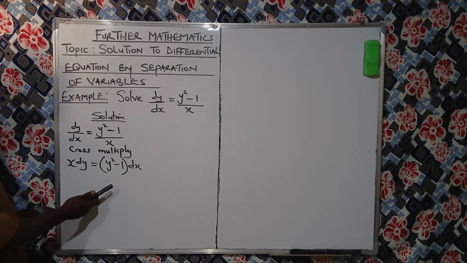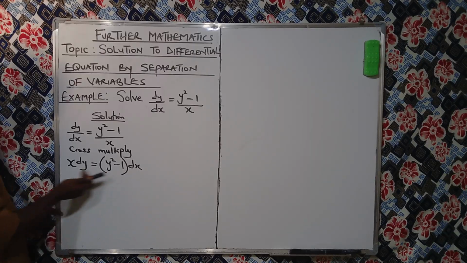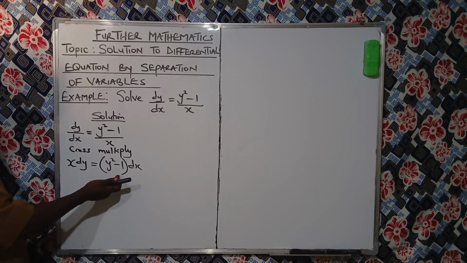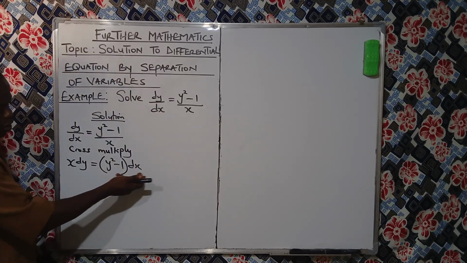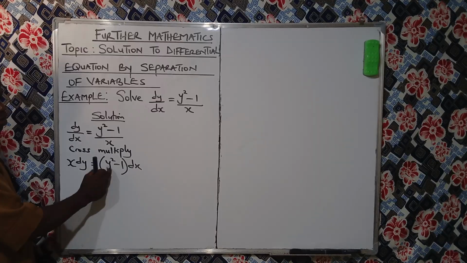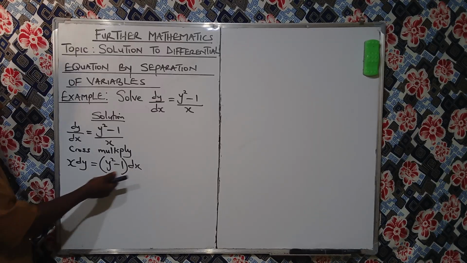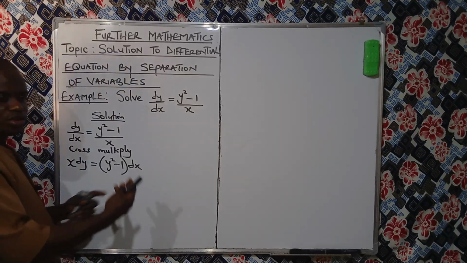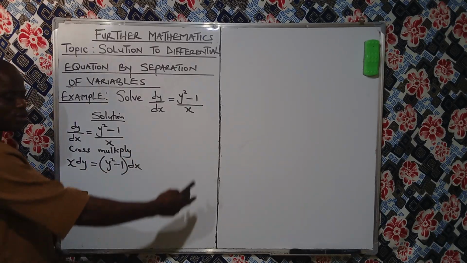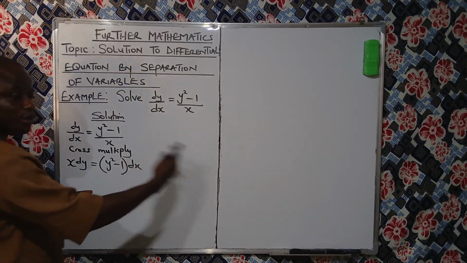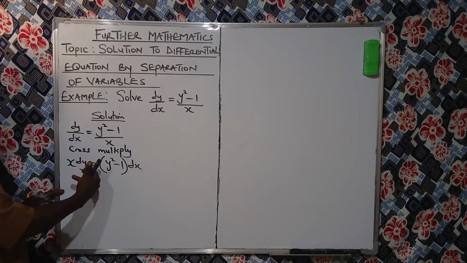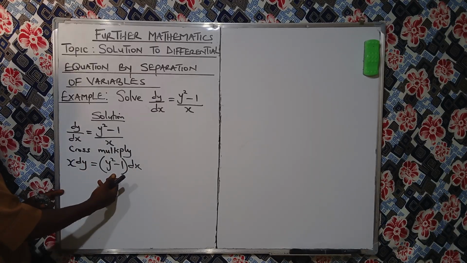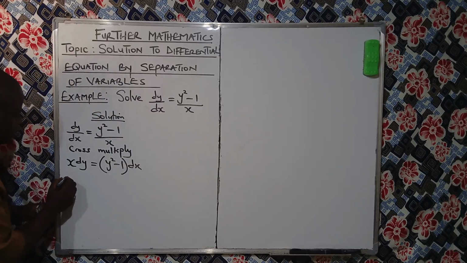The next thing to do is to remove y squared minus 1 from the right hand side and bring it to the left hand side. What will I do to get that? I will have to divide both sides by y squared minus 1. The reason why I need to divide is because it's multiplication that we have here. Y squared minus 1 is multiplying the dx. That's why I need to divide. But if it is addition, let me say y squared minus 1 plus another expression, you take it across, not by dividing. But now it's multiplication, so you divide both sides.